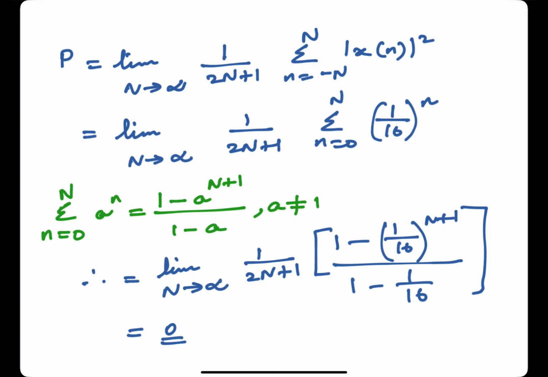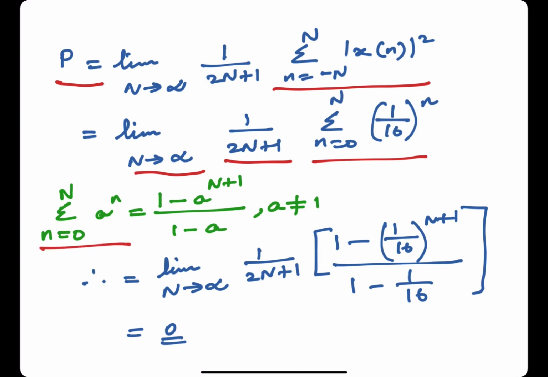We will also try to find out the power for the same signal, that is 1 by 4 power n into u of n. So here the power equation is limit n tends to infinity 1 by 2n plus 1 summation n is equivalent to minus n to n mod x of n the whole square. If we simplify with this 1 by 4 power n u of n, we get summation n is equivalent to 0 to capital N 1 by 16 power n. So here we have this 1 by 2n plus 1, so directly we cannot substitute infinity here. So we simplify this summation using this equation.